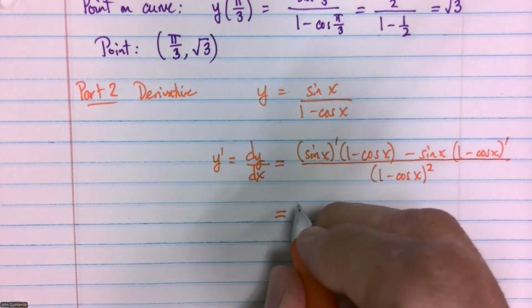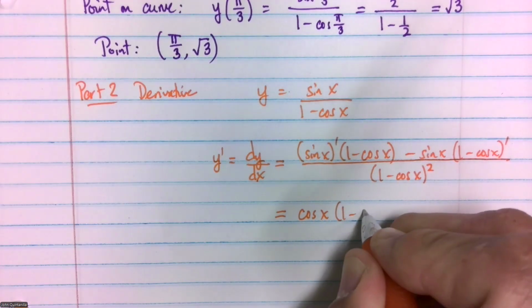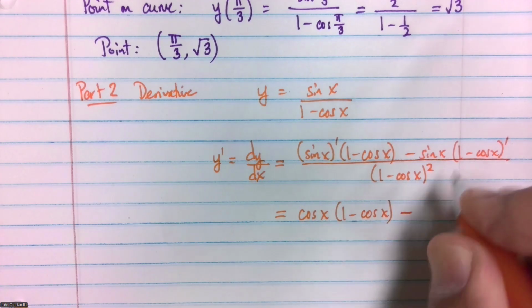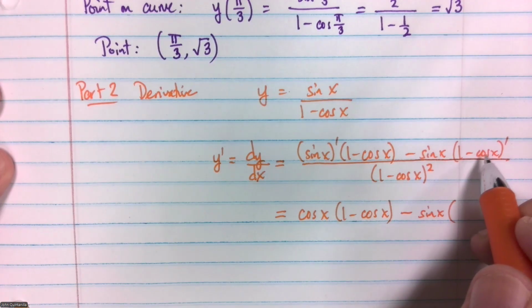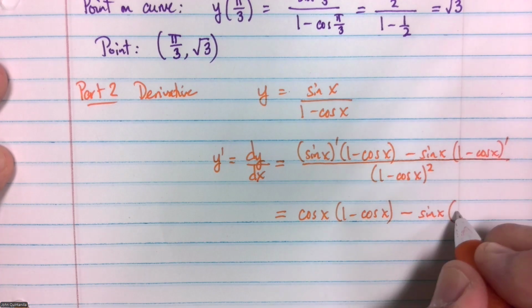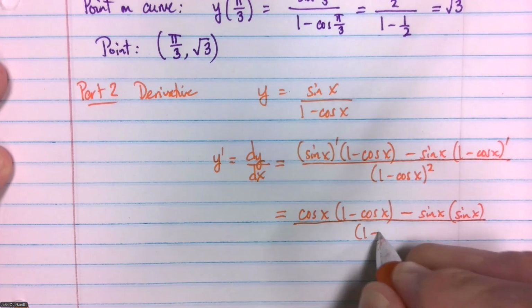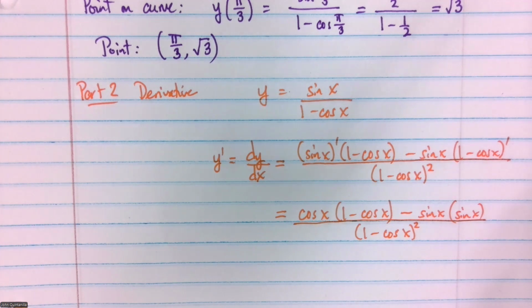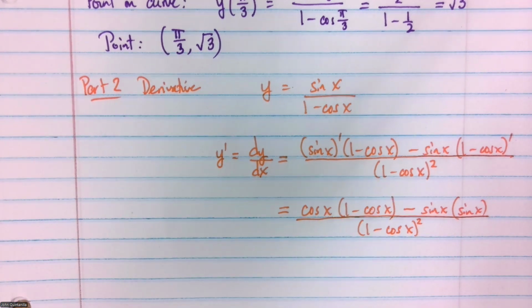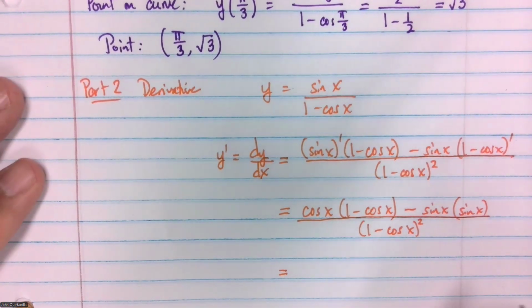Okay, so the derivative of sine of x is cosine of x, times 1 minus cosine of x, minus sine of x times the derivative of negative cosine x. The derivative of cosine of x is negative sine x. So negative negative makes positive sine x, all over 1 minus cosine of x squared. Okay, now formally I could plug in pi over 3 into this.